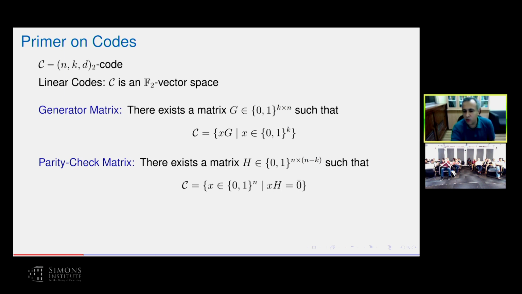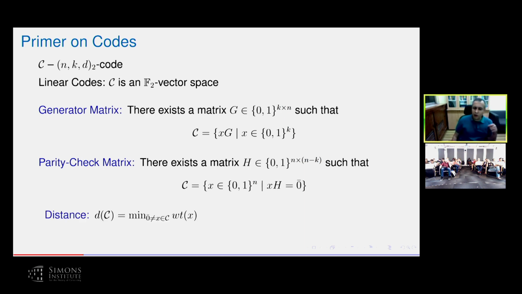The other way of specifying the code is via the parity check matrix. That is, if C is an [n, k, d]_2 linear code, then there must exist a parity check matrix. These are basically the constraints, a set of linearly independent constraints which define the code. The code is basically given by all those elements in {0,1}^n which satisfy the constraints specified by the parity check matrix. Keep these two in mind. These will play an important role in what I'm going to be saying later.